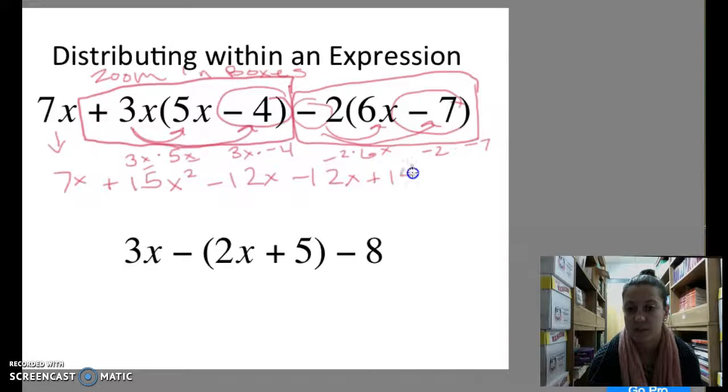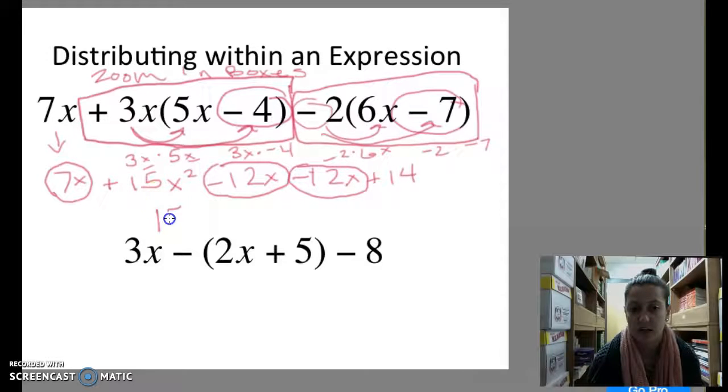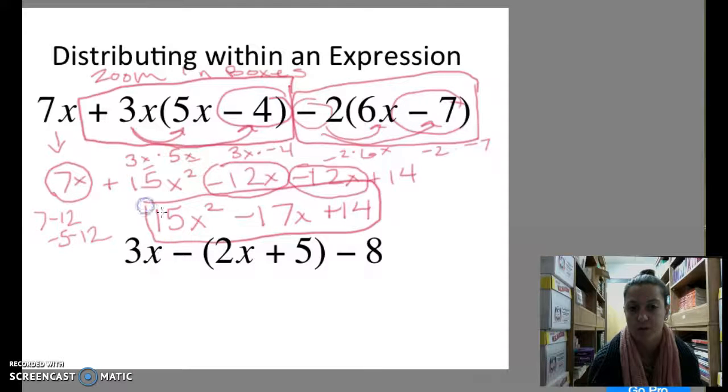Now we can put it together with our like terms. You could do it with a chart, or you could do it with just combining. There's not too much here to put together, so I'm just going to circle the like terms, which are all x's, including the signs. This 15x squared had nothing, so I'm just going to put it there. 7 minus 12 is negative 5. Minus 12 is negative 17x. And then we've got this positive 14. Boom. Final answer. Perfect.